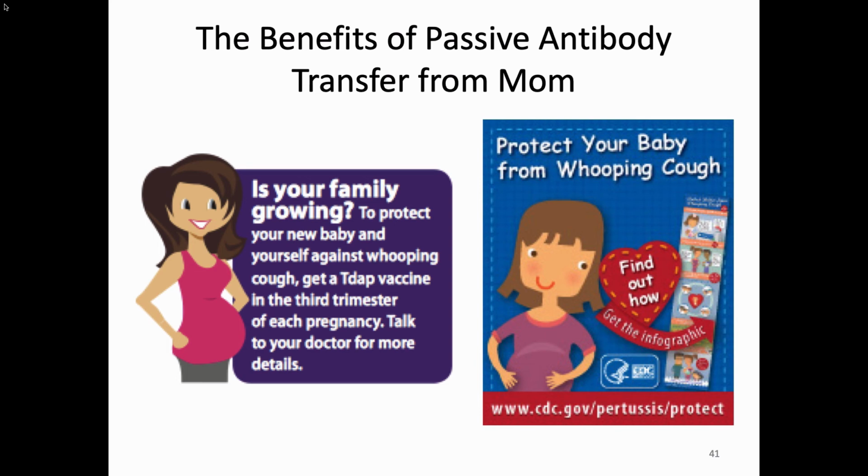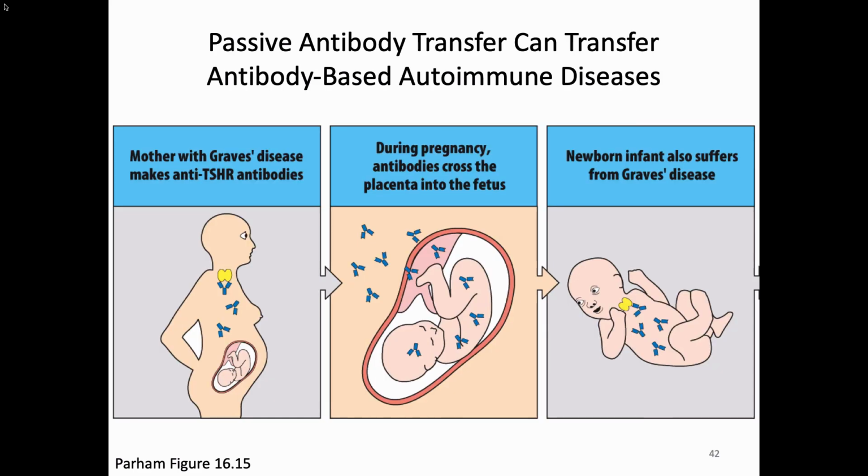One bad part of all of this is that if someone has an autoimmune disease that is antibody related, so here you can see a woman with Graves' disease, which has antibodies as the cause. Antibodies are causing her autoimmunity. She can actually pass those antibodies to her baby. And the baby will be born with these autoimmune issues.